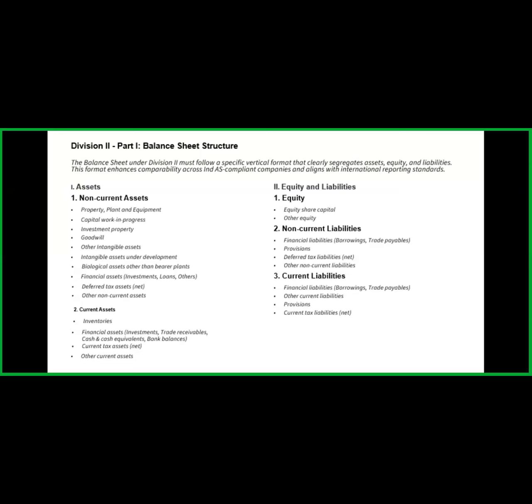Current liabilities are those liabilities which we have to pay within a year, within 365 days. So we can say the creditors, the other provisions, short-term borrowings, and trade payables are the current liabilities. This is the format prescribed by the Amendment Act 2015.